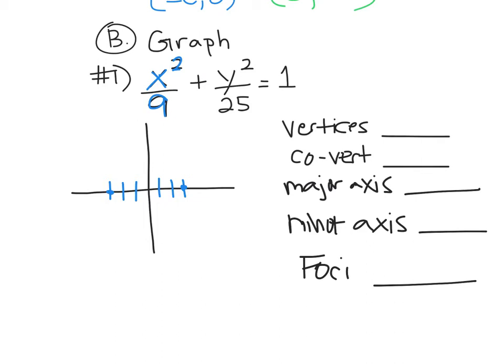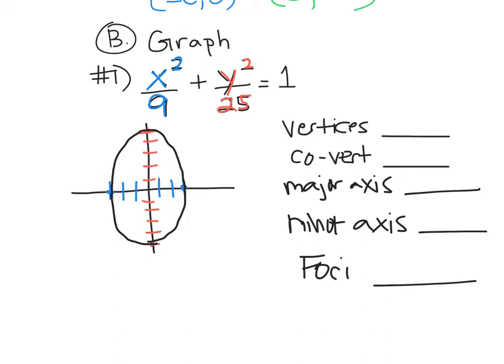Okay, now I'm going to look over at the y. The y is y squared over 25. So let's take the square root, and we're going to go a distance of 5 from the center up and down. And we're going to plot our points there. Okay, once you have those points all plotted, you can go ahead and draw your ellipse. It's going to look like an oval shape, okay?